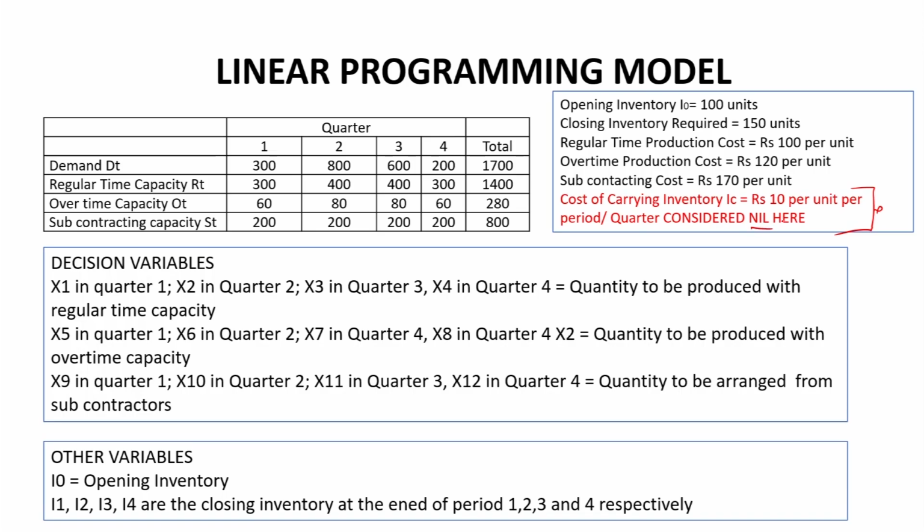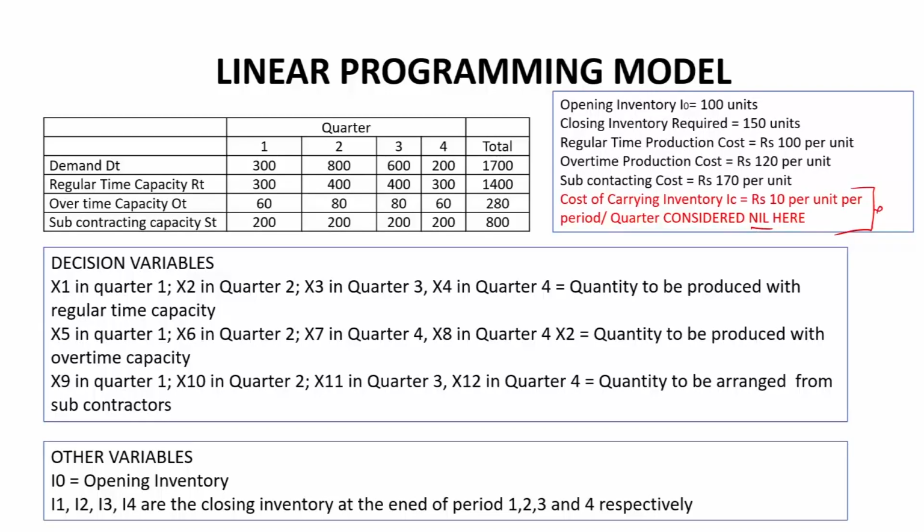So, the several constraints related to producing in quarter 1 and using in quarter 2 are removed, so the number of constraints and the number of variables are reduced. Here we have taken the same data: we have 4 quarters and demand in 4 different quarters, and then there is a regular time capacity, an overtime capacity, and a subcontracting capacity available with us, and in different quarters we have demand to be met.